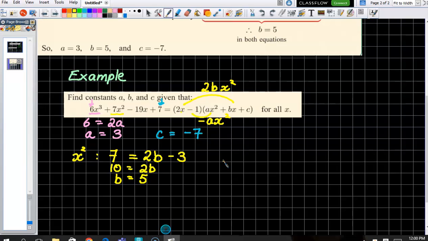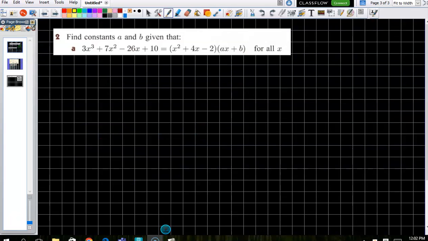So those who want to play ahead, we're going to be doing number 2. I'll be doing it with you, but if you want to ignore me and try yourself, you go for it. All right, find the constants a and b, given the following.